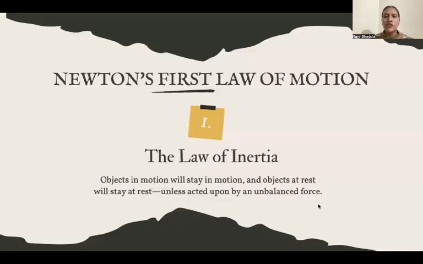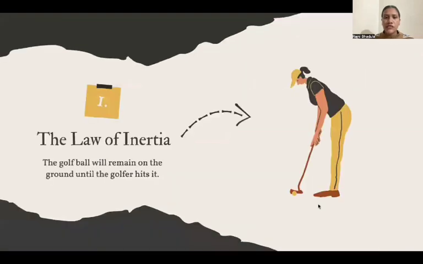So, let's move to Newton's first law of motion, also known as the law of inertia. This law states that an object in motion will stay in motion and an object at rest will stay at rest unless a force acts upon that object. So, this means that an object which is in its state of rest will tend to remain in the rest state unless or until an external force acts upon that object. For example, the golf ball will remain on the ground still until the golfer hits it.